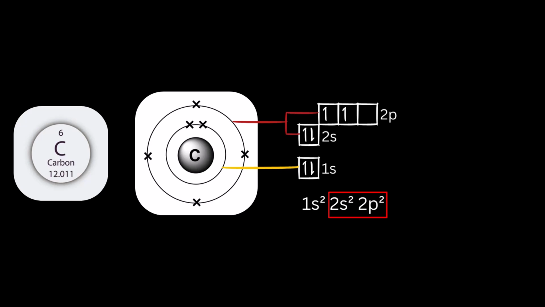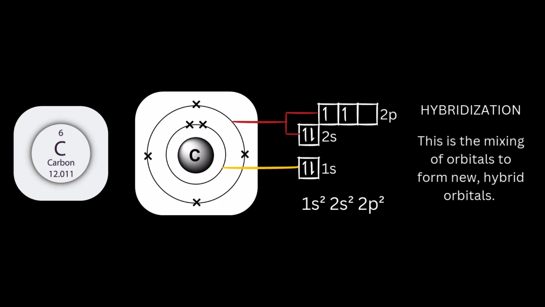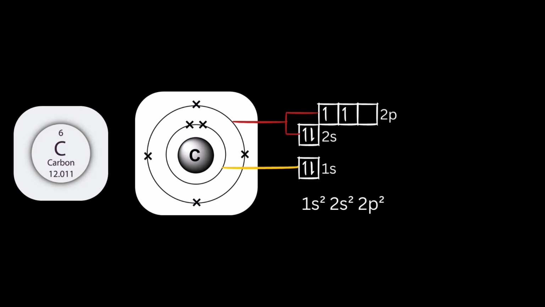Now here is where it gets interesting. Carbon's ability to form so many different compounds comes from a concept called hybridization. This is the mixing of orbitals to form new hybrid orbitals. Depending on the types of bonds carbon forms, it can hybridize in 3 ways: either sp3, sp2, or sp hybrid orbitals.